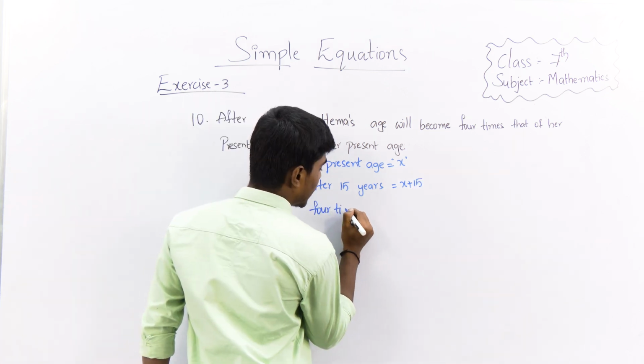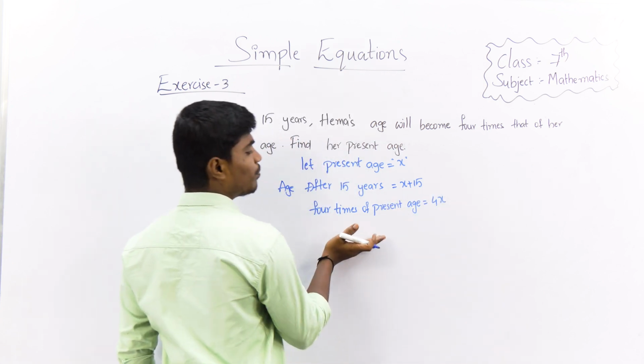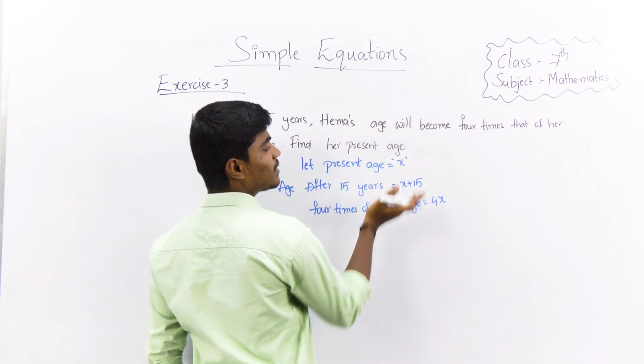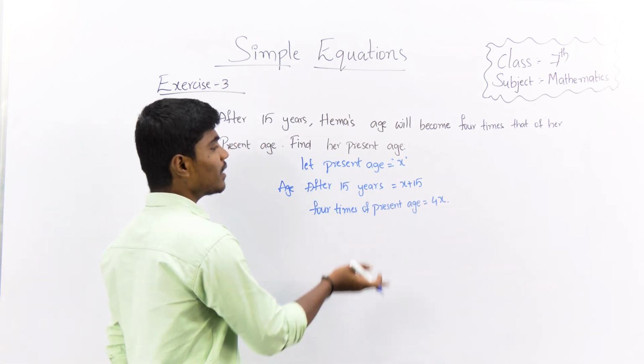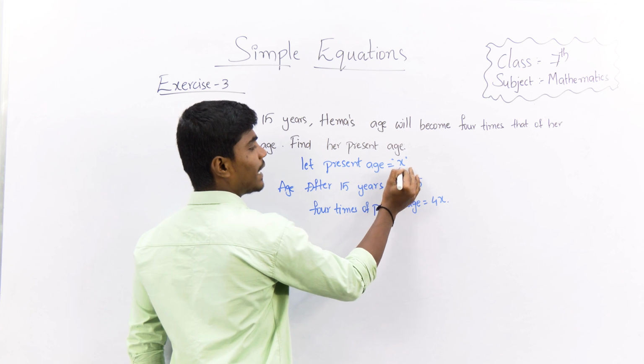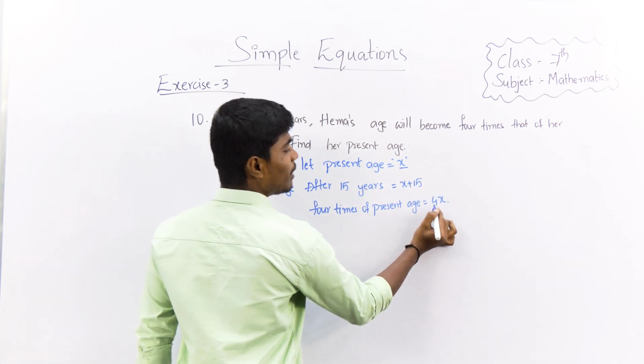So 4 times the present age means 4 into the present age, which is 4 into x, 4x. So he is saying that if her present age is x, then after 15 years the age will be 4x.